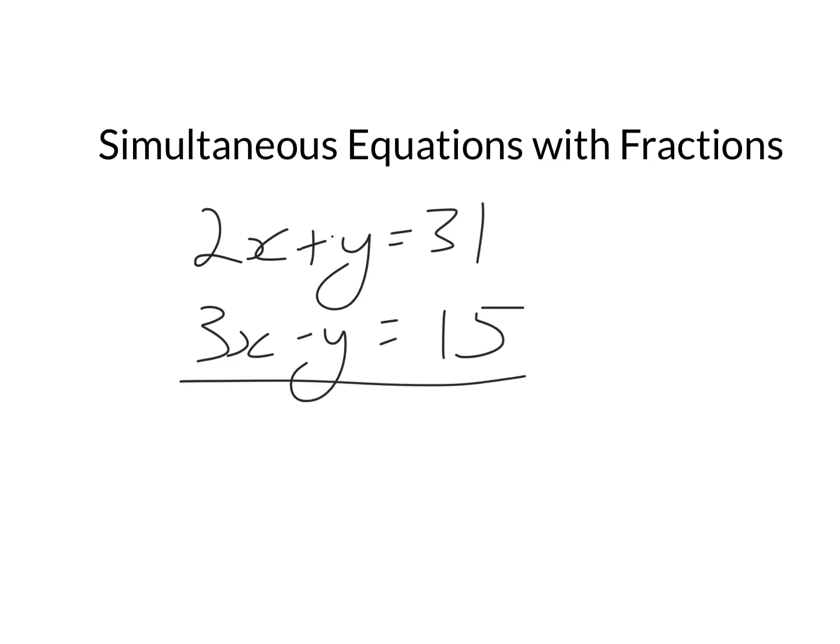And we can add the y's to cancel them out, add the x's, and add the constants. So we get 5x in this case would be equal to 46. And from there we have an equation with one variable which we can solve out. So you can see here 5x equals 46.